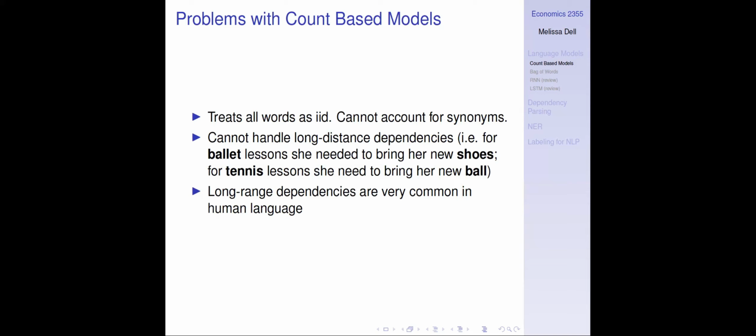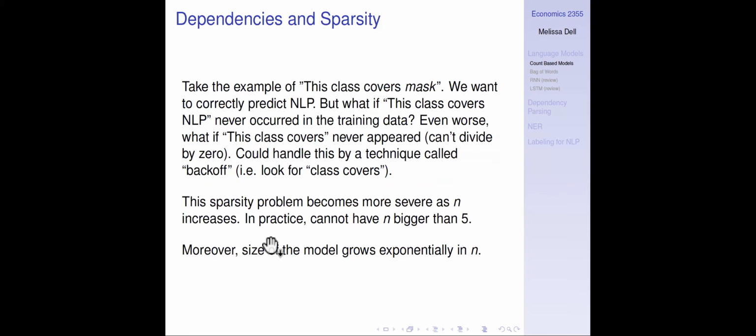Take an example. For ballet lessons, she needed to bring her new shoes. For tennis lessons, she needed to bring her new ball. In order to predict that the next word is shoes, you need to remember that ballet occurred in the sentence, but that was a long time ago. For reasons we'll see, n-grams cannot encode that type of long-range dependency. To predict ball, you need to remember that tennis appeared, and an n-gram cannot do that. And these long-range dependencies are essentially the norm of human language.